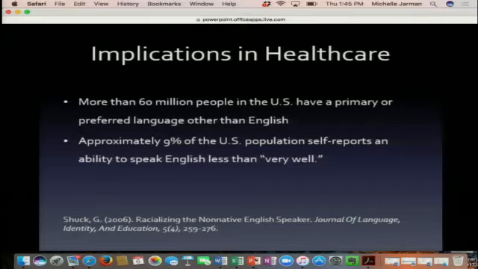So why is this important in healthcare? We have some stats up here. More than 60 million people in the United States have a primary or preferred language other than English, and approximately 9% of the US population self-reports an ability to speak English less than very well. So this is a large number of people potentially seeking healthcare services with limited English proficiency, or LEP. And so therefore, they could be exposed to poor quality of healthcare services, or difficulties in finding access to language assistance within the healthcare system.